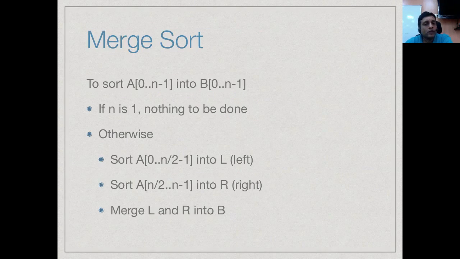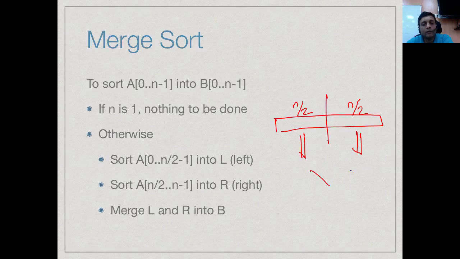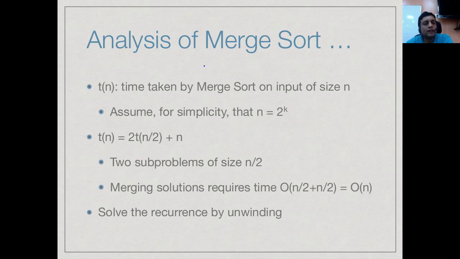So now coming to merge sort itself, what we want to do is take a list of size n and split it into two lists of size n by 2, sort these separately and then merge. So in order to do this, if we look at T(n) as the time taken by merge sort on an input of size n, then this requires us to sort two lists of size n by 2, and then, as we have seen, it takes order n time to merge them.